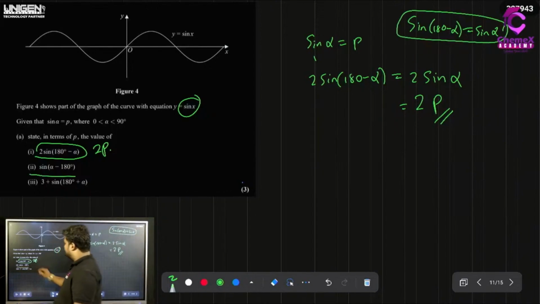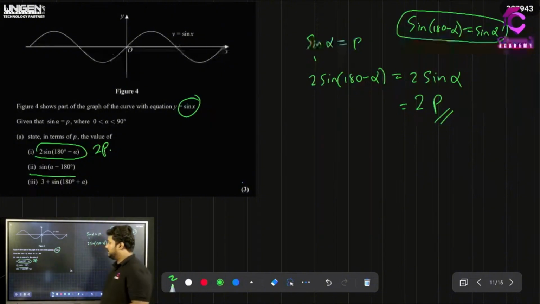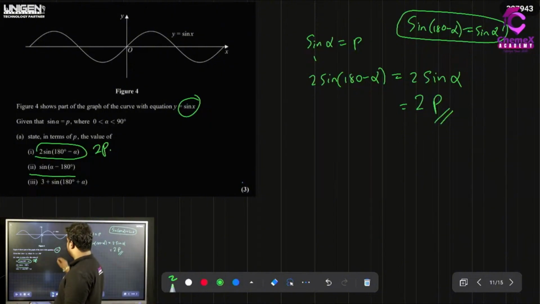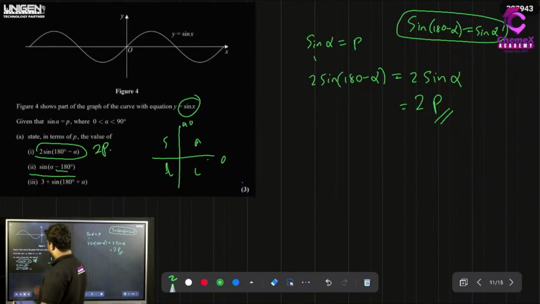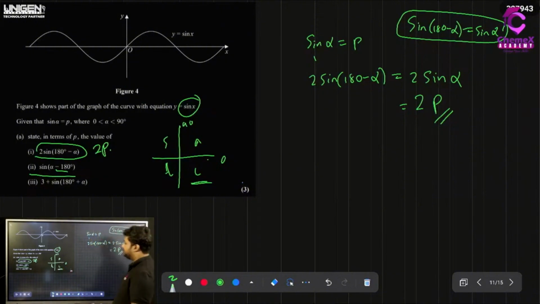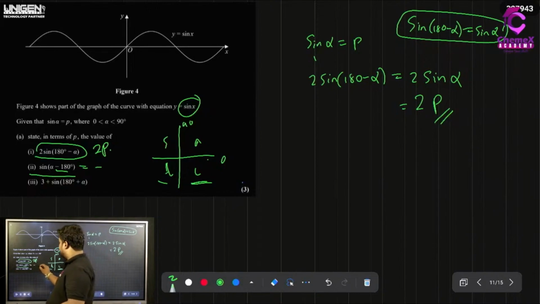Next, 180 minus alpha, minus 180. So alpha is between which two values? 0 and 90. So if it is minus 180, it means it's in the cos region, or tan region. It's 180, you go back. So it's going to be equal to minus sine alpha. So minus P, right? Got it? Next one.